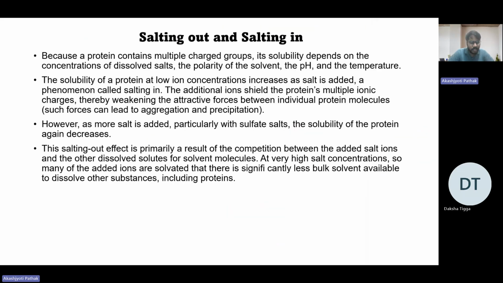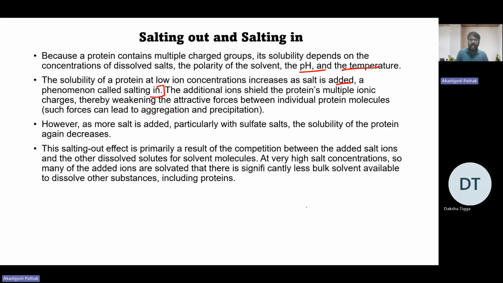Now, salting out and salting in is the principle by which HIC, hydrophobic interaction chromatography, works. So what is salting out and salting in? Basically, when you increase the salt concentration, up to a particular salt concentration your protein is soluble, but once you go beyond that, your protein starts precipitating. Because the protein contains multiple charged groups, its solubility depends on the concentration of dissolved salts, the polarity of the solvent, the pH, and the temperature. The solubility of a protein at low ion concentration increases as salt is added, but only up to a particular salt concentration. That phenomenon is called salting in. The additional ions shield the protein's multiple ionic charges, thereby weakening the attractive forces between individual protein molecules.